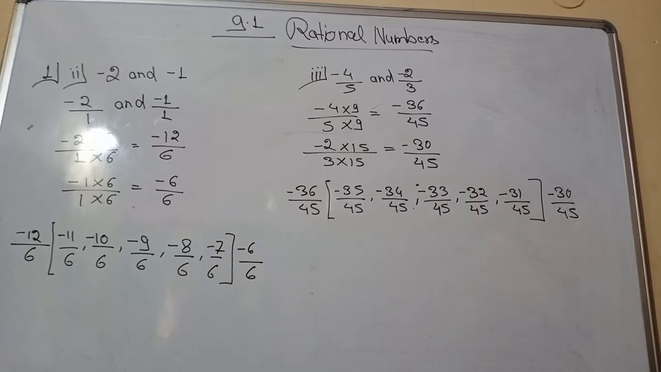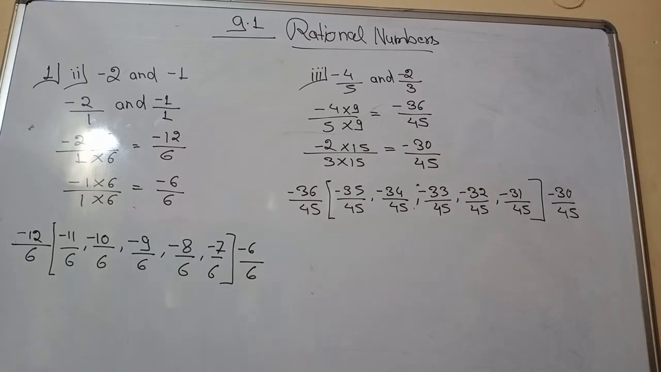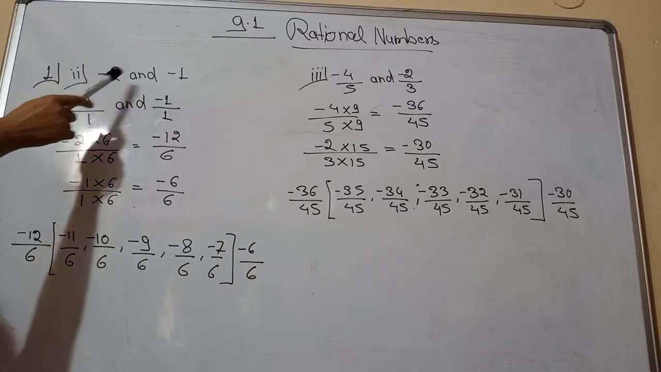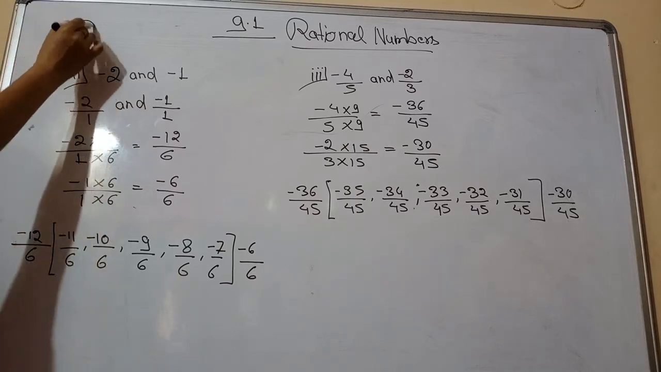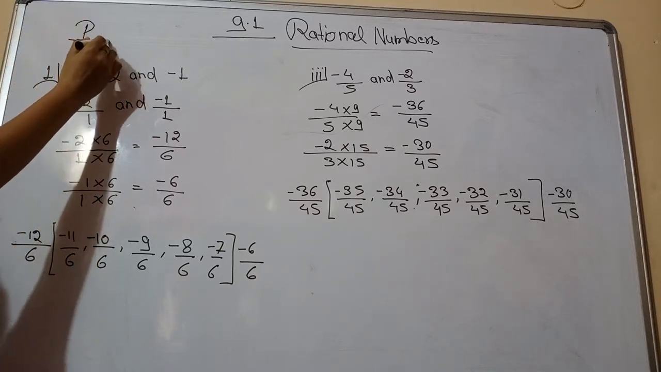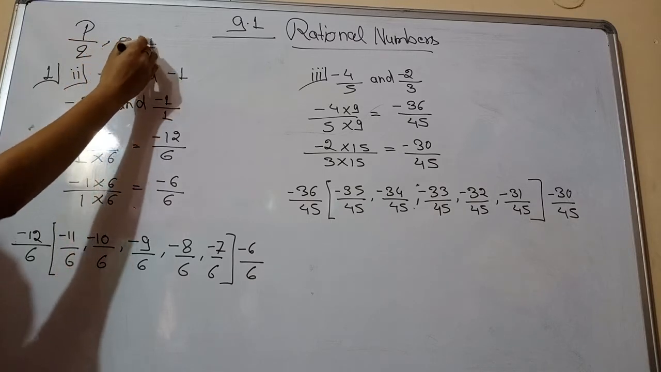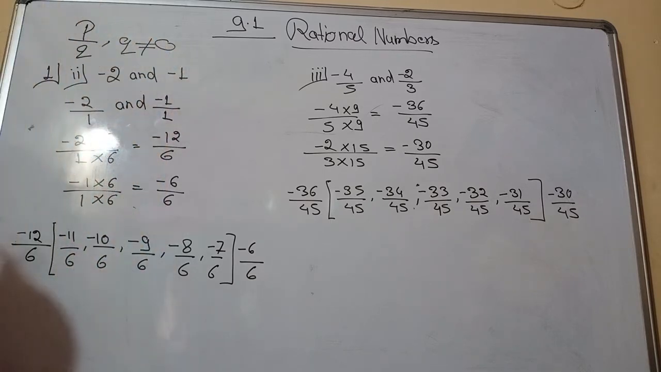So see, this is the first question of the very first exercise 9.1: find the rational numbers between two given rational numbers. In simple words, what are rational numbers? The numbers which can be written in the form of p by q, where q is not equal to 0. This is called a rational number. I will explain later why q is not equal to 0.